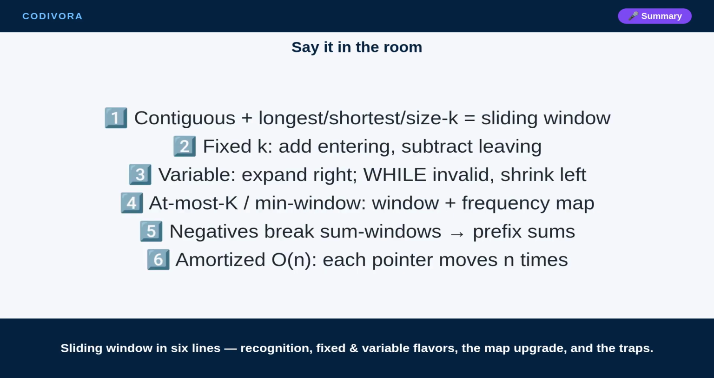Now the recap. Let's lock it in. Contiguous plus longest, shortest, or size k means sliding window. Fixed windows update by adding the entering and subtracting the leaving element. Variable windows expand right and shrink left with a while loop until valid; left never retreats. At-most-k and minimum window problems carry a frequency map with careful zero cleanup. Negatives break sum-based windows. That's prefix sum territory. And the complexity line: each pointer moves at most n times. Amortized O of n. That's sliding window, the substring killer.